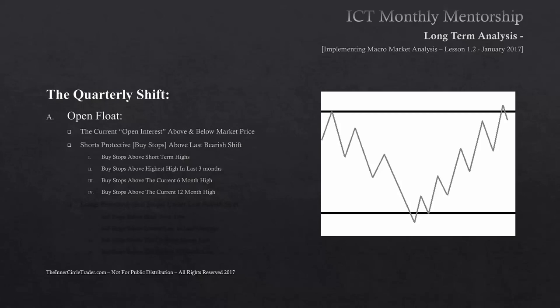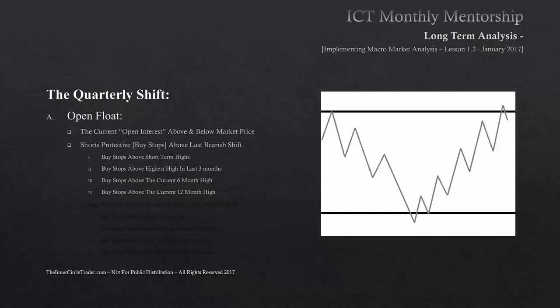Some of the new traders that usually send me emails ask me how often I trade 12-month highs and lows. Well, you could see a 12-month high or low pretty quickly. It depends on what the range is in your market. The same thing is said for a 6-month high.